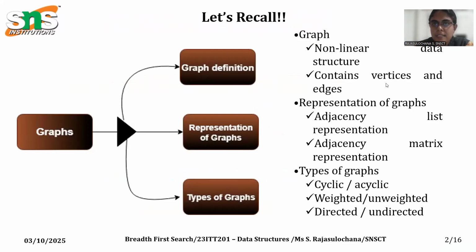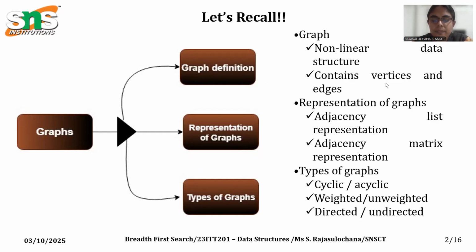So a graph is considered a nonlinear data structure. Any graph consists of vertices and edges. Like how we have represented tree using array and linked list, we can represent graph using adjacency list and adjacency matrix representation. We can also represent graph using incidence matrix. So this graph can be classified as cyclic or acyclic graph, weighted or unweighted graph, and directed or undirected graph.